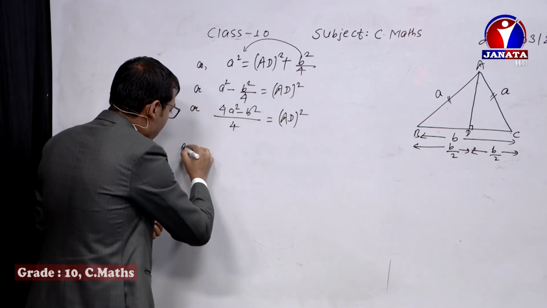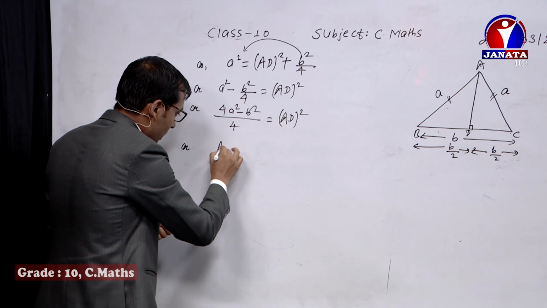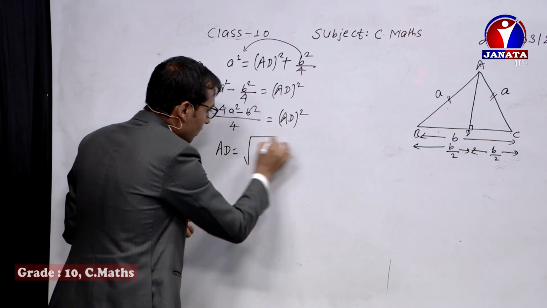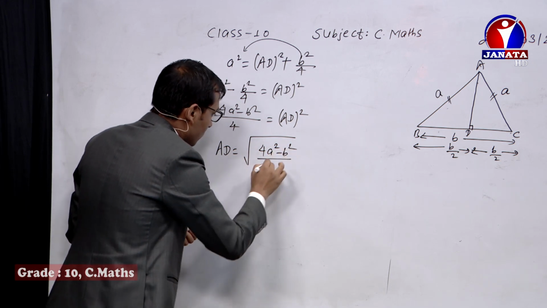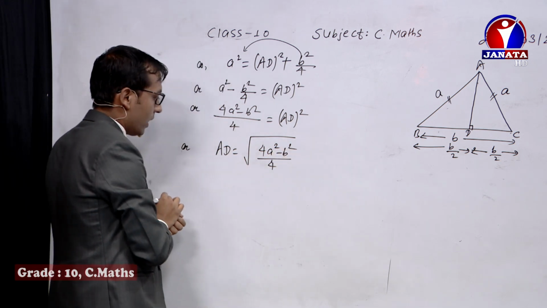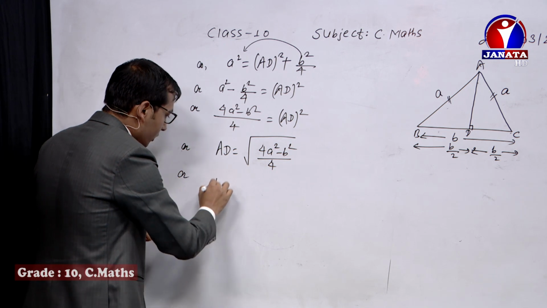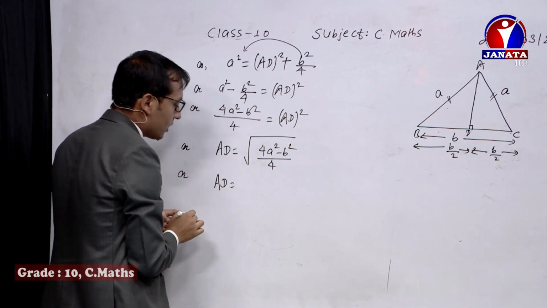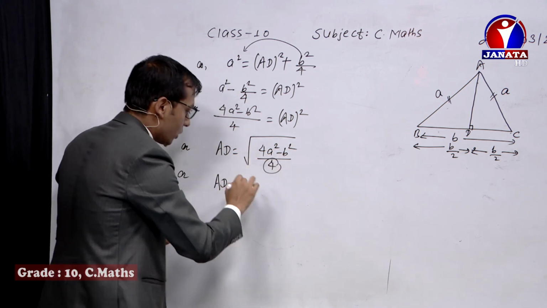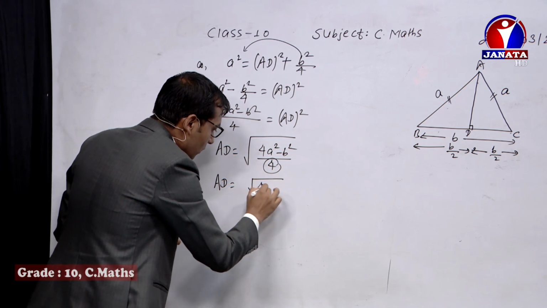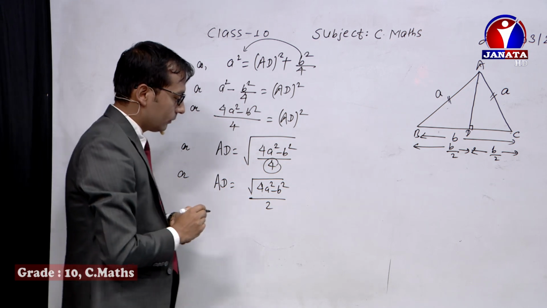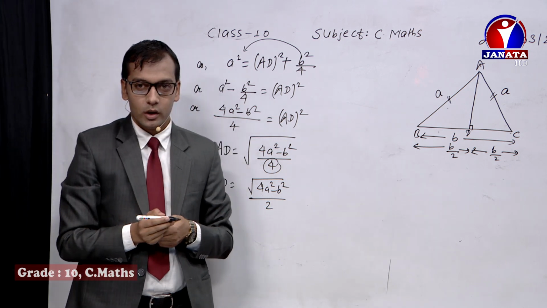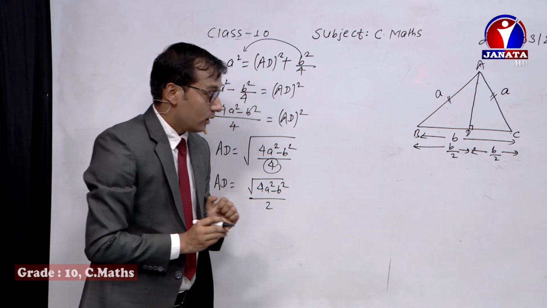So therefore what is AD? AD is square root of 4A square minus B square by 4, or therefore AD is, what is square root of 4? It's 2. So AD is square root of 4A square minus B square over 2. This is the height.